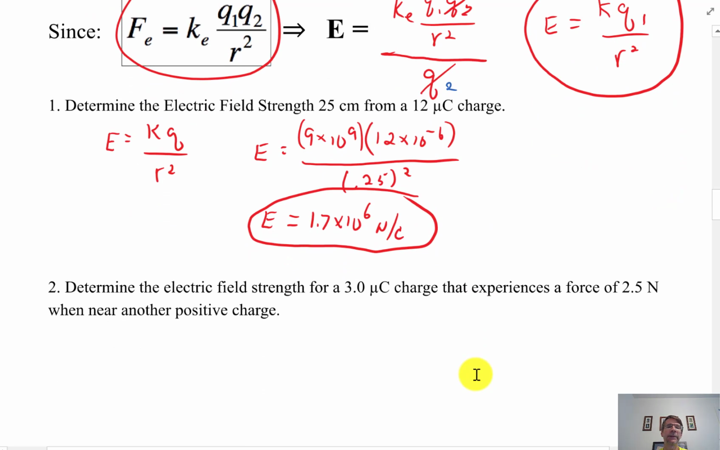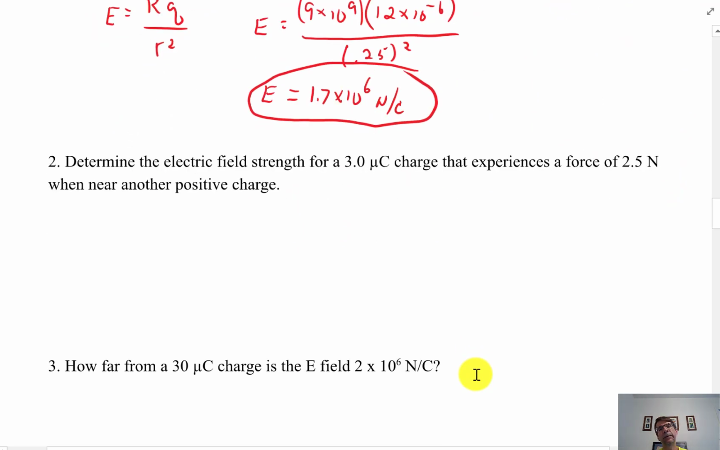Now, determine the electric field strength for a 3 microcoulomb charge that experiences a force of 2.5 newtons. Because I just used that second equation, it's probably the first equation, which it is. It's just a straight application of E equals F over Q. It says there's a force on a charge. It tells you the force is 2.5 newtons. That's good units. Divided by the charge, 3.0 times 10 to the negative 6th.